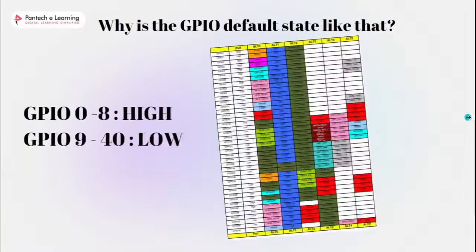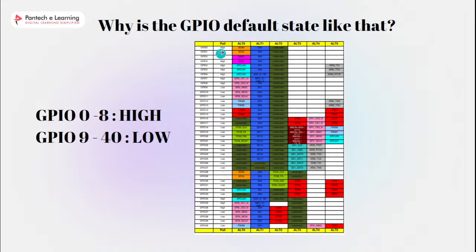Now let's see why the GPIOs read this way. See here, there is a column called pull. This is a column of pull from GPIO. Here you can see that from 0 to 8 they provide high, and everything else is low. So GPIO 0 to 8 is high, and 9 to 27 is low.